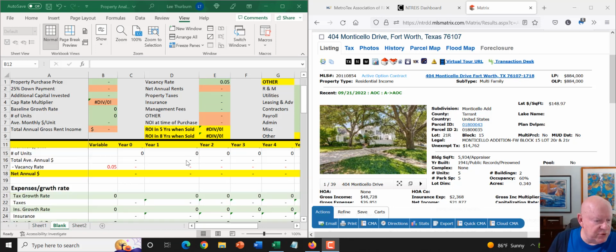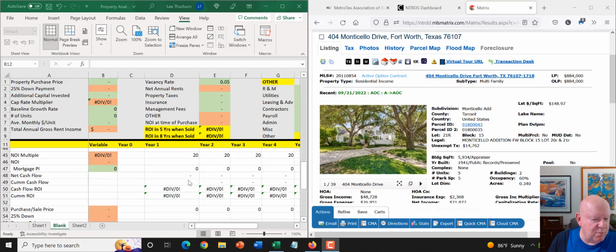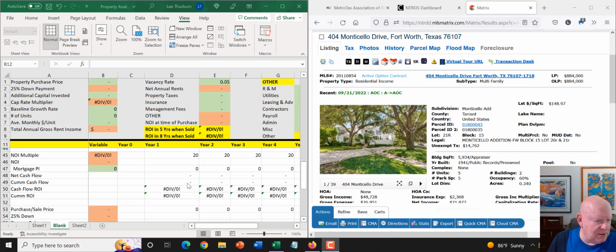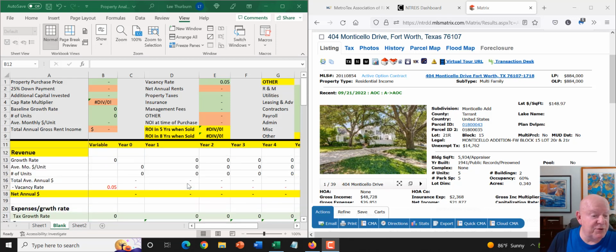As I scroll down, you'll see that all of the fields in the spreadsheet are basically empty because there's no data to be put into these fields yet. So what I'm going to do is copy information from the MLS listing into the spreadsheet, and then we're going to go through the analysis process.